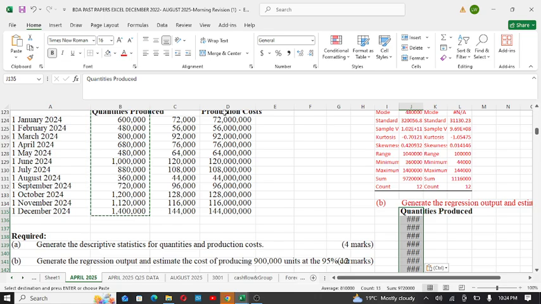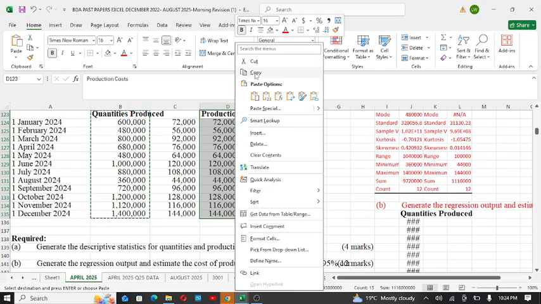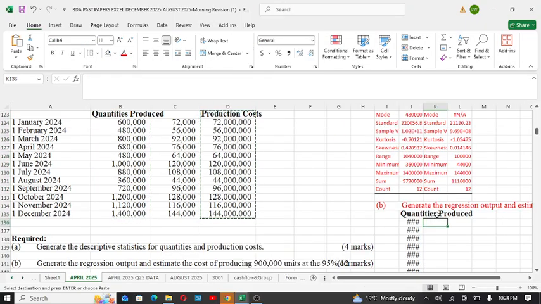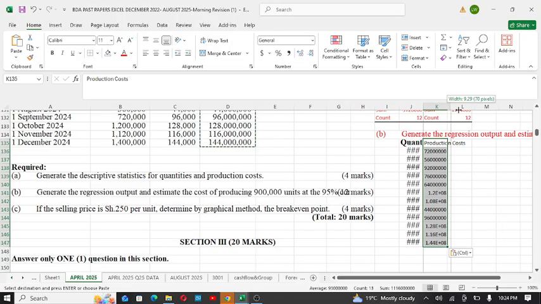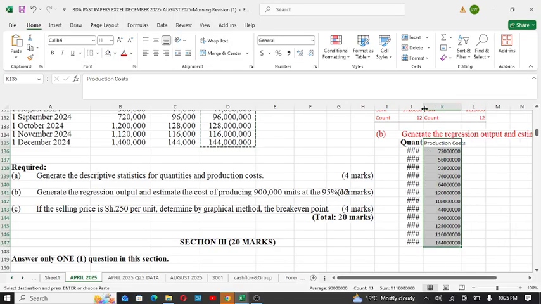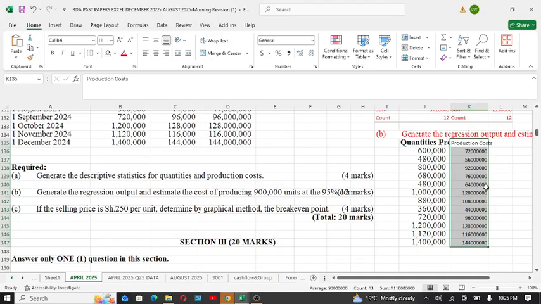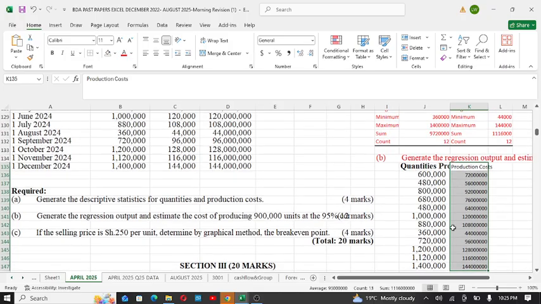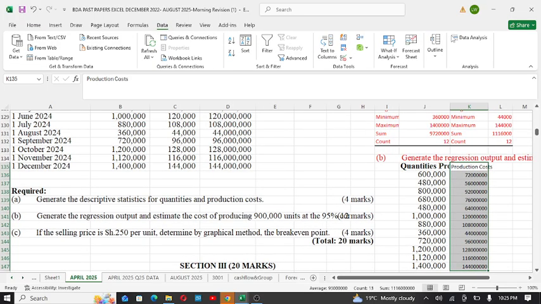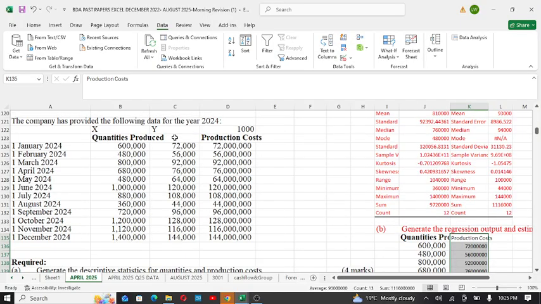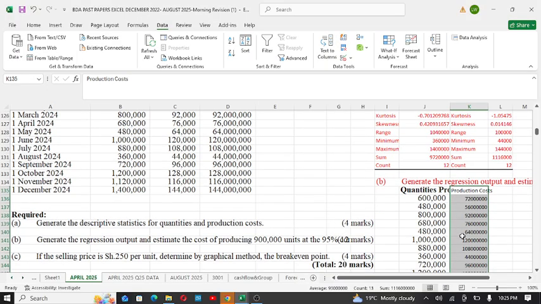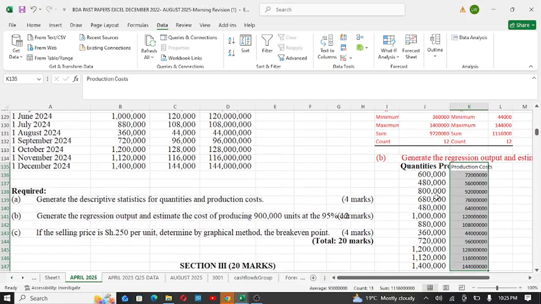Then I can also just copy this one and paste as values so that you don't have issues with formulas. You don't want to have issues with formulas. So once we are there, you just go to data, then you can use this one, quantities and production costs, but most likely there was an error of 1000, they forgot to add zeros. But let's work with a more realistic one, this one, for the purpose of future exams.